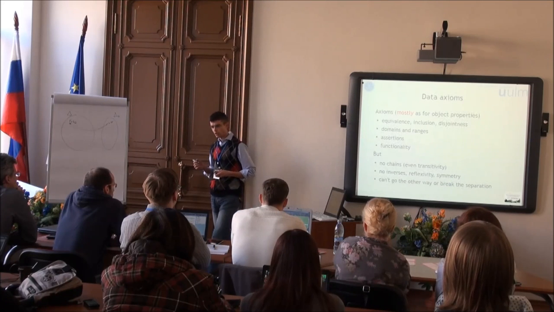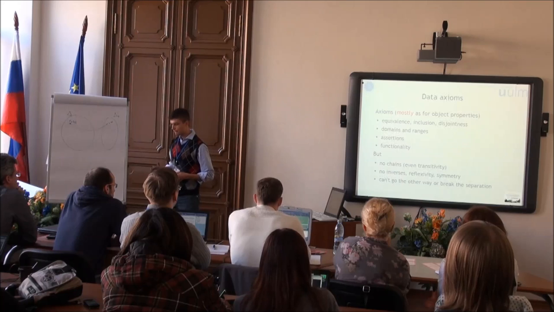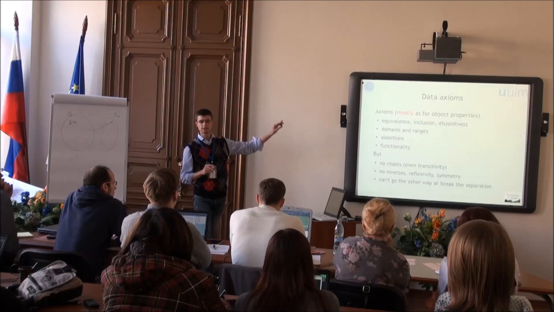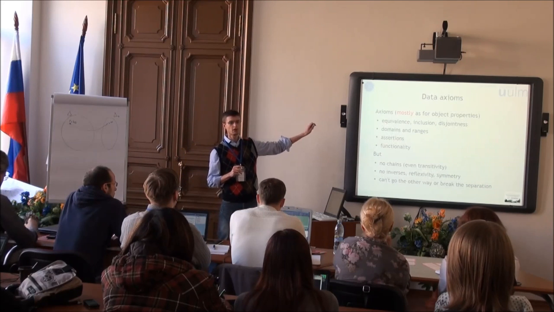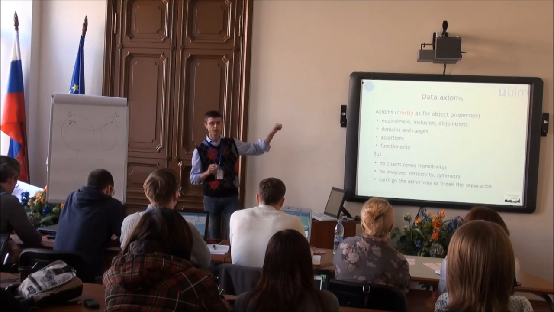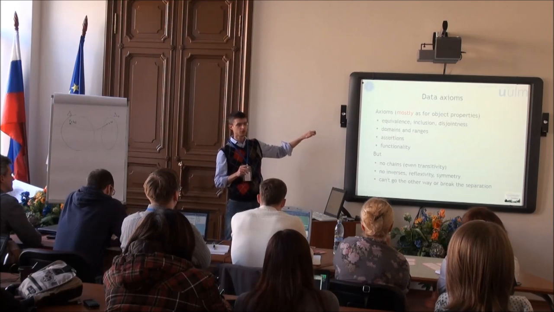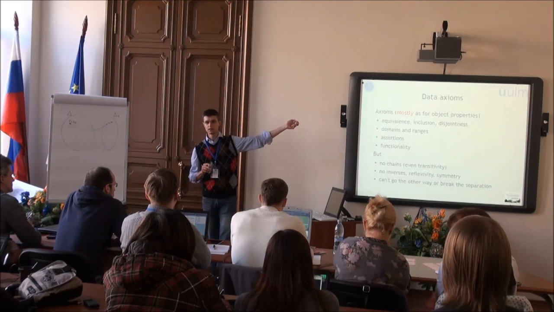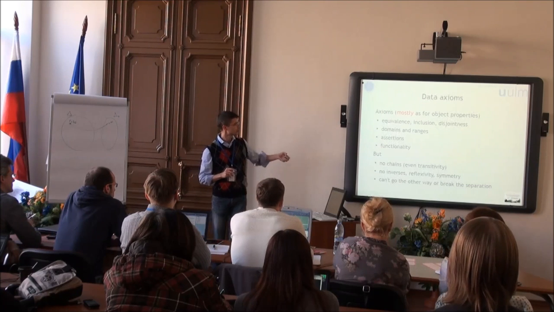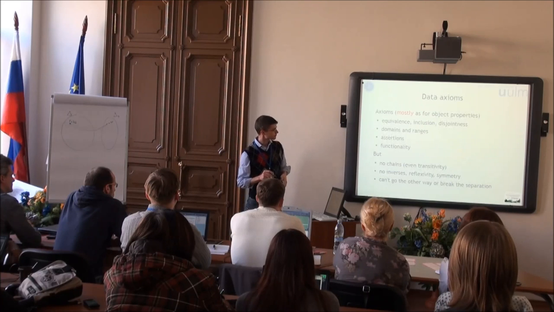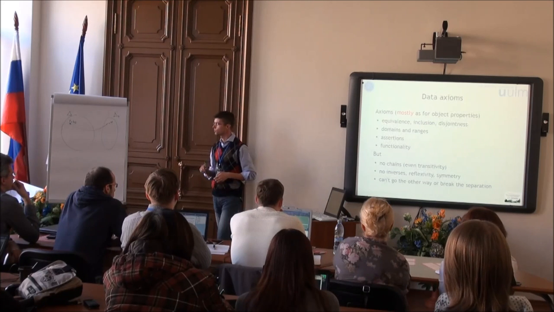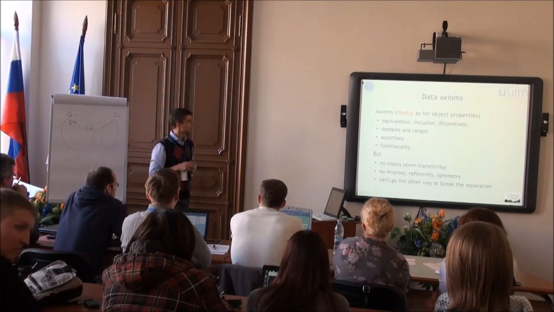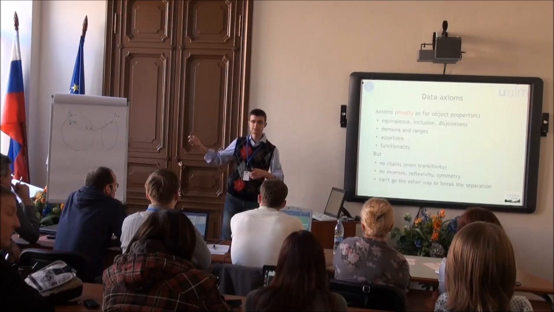So you can have data axioms which look very similar to object axioms. We will keep on seeing these analogies between the object axioms and data axioms all the time. I'll remind you, of course, that every time we introduce a new data axiom, think about what would be the counterpart amongst the object axioms. So for example, for data axioms, what you can say about data properties. We can say that it's functional, for example.